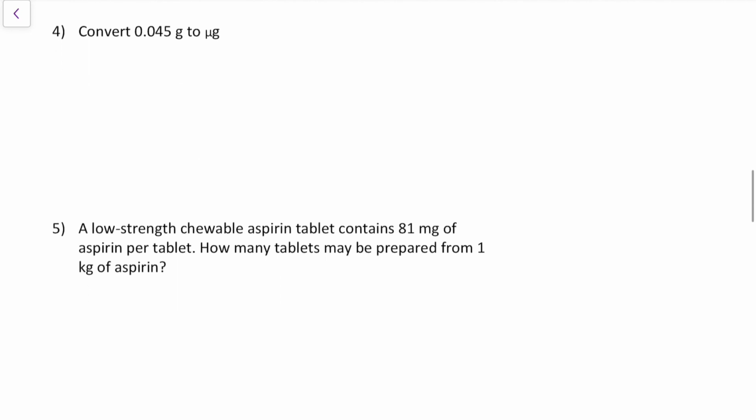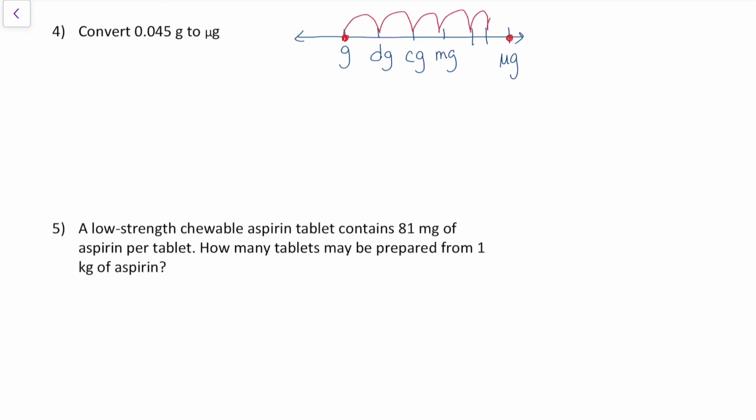And lastly, we have 0.045 grams to micrograms. So if we look at our scale, I have grams is our base unit, and if I go down, I have decigrams, centigrams, milligrams, and I have 2 more, and then my micrograms. So if I get from grams to micrograms, I'm going to do 1, 2, 3, 4, 5, 6 jumps to the right.